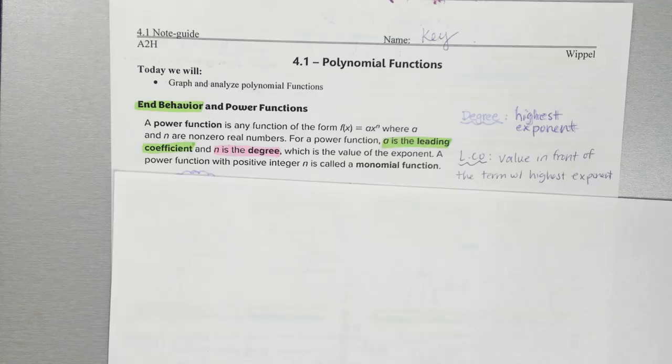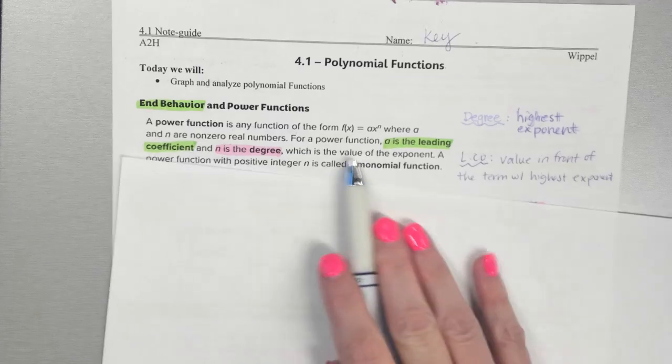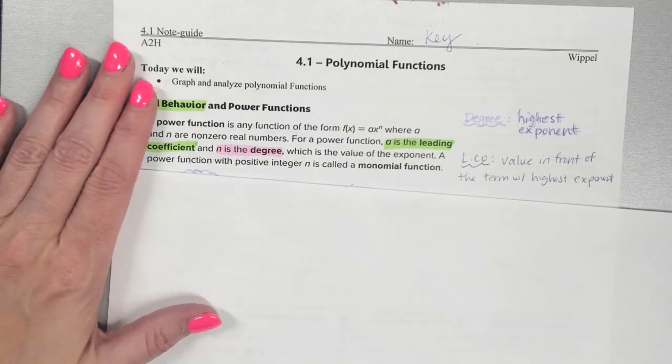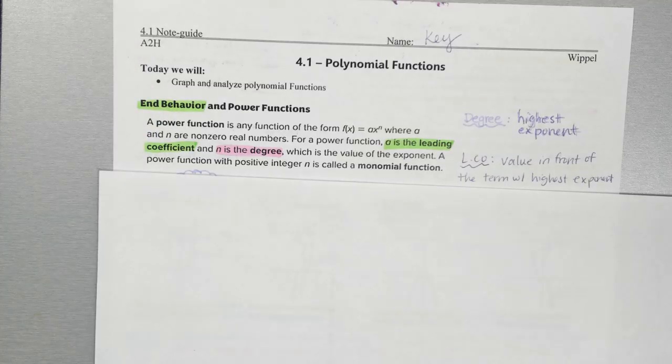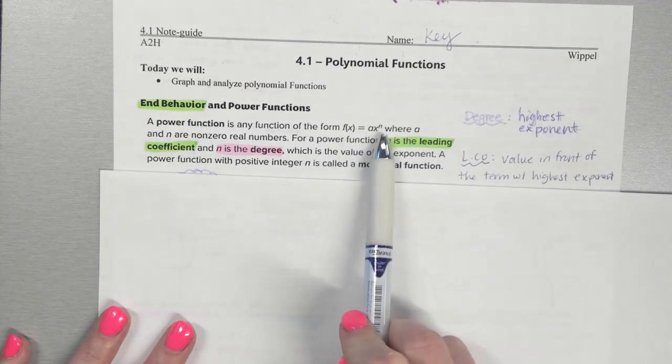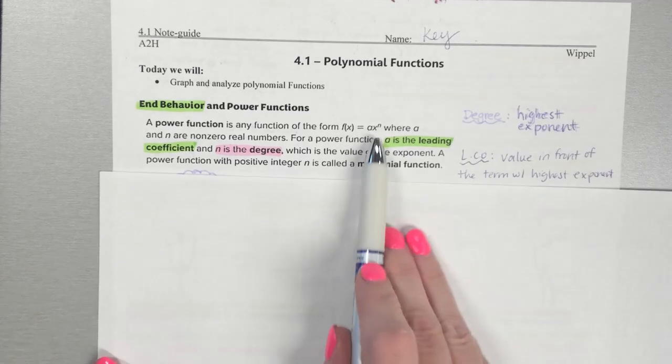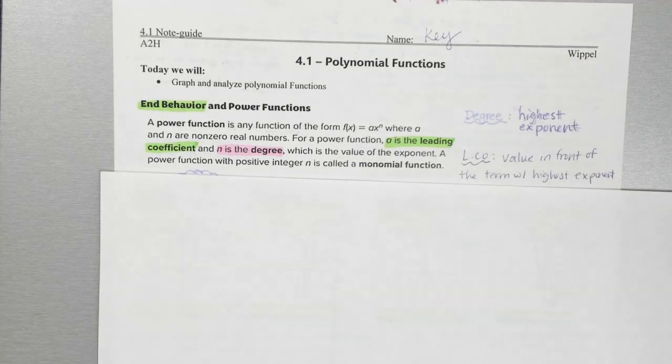So a power function is any function where you have this form. f of x equals ax to the power of n. And a and n have to be non-zero because if a were zero, then everything would go away, multiplied by zero. Or if you raise something to the zero power, do you guys remember what happens? Anything to the zero power is 1, right? So x to the 0 would be 1, and then you wouldn't have that function anymore.